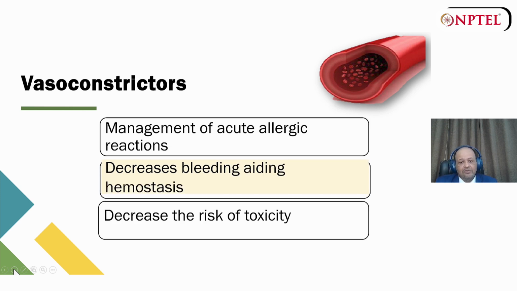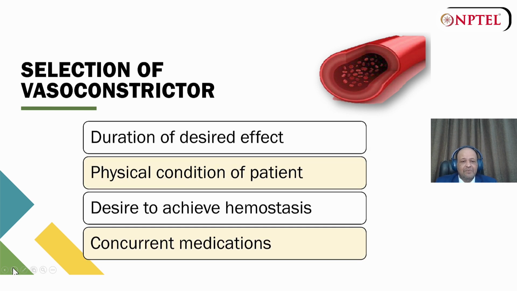Vasoconstrictors on their own can be used to manage acute allergic drug reactions, decreases bleeding, aiding in hemostasis. Not only is it used as a local anesthetic, we can also use the local anesthetic when we are incising on soft tissues, where it is going to give you a bloodless field and what is known as hydrodissection, and this causes the reduced risk of toxicity.